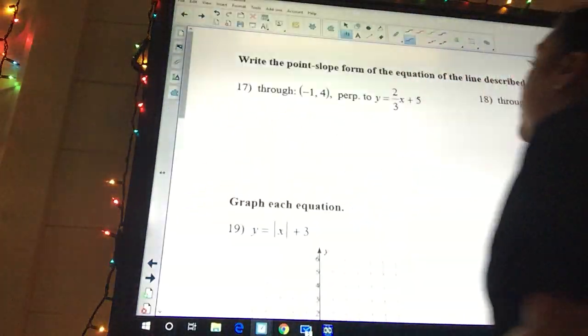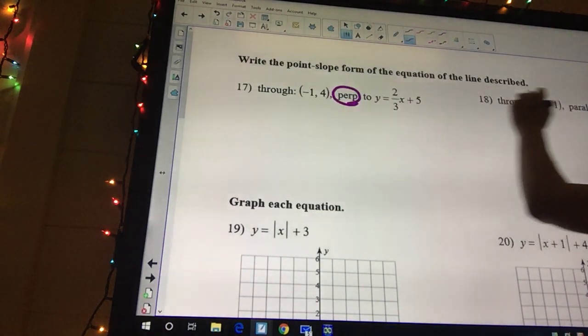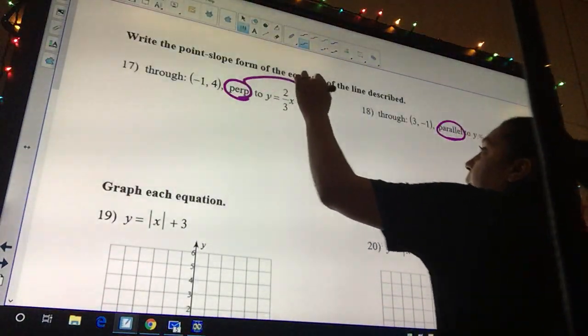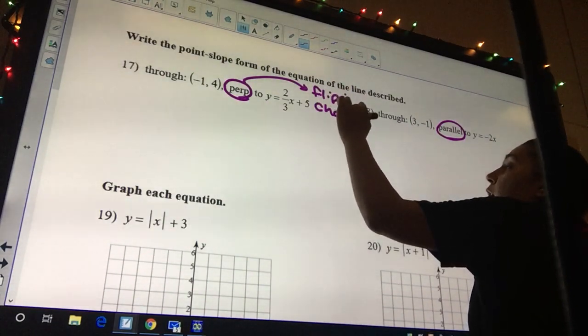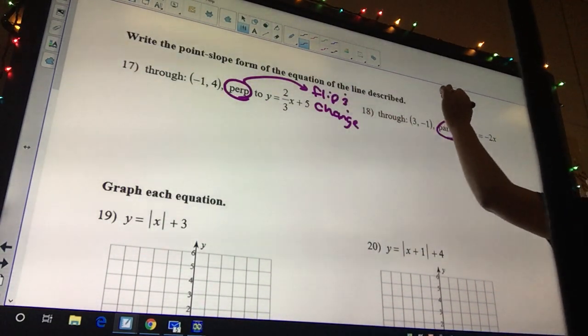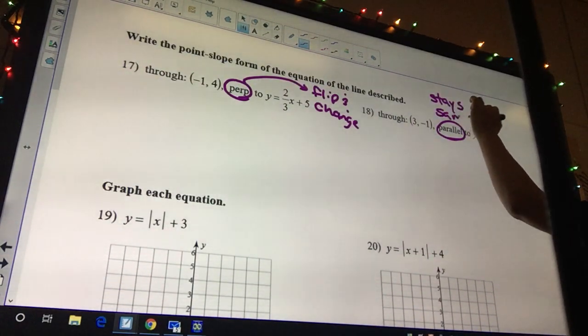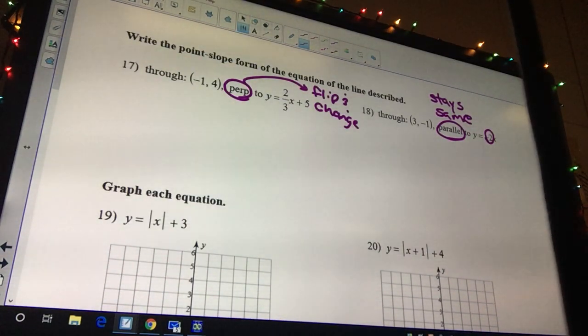Okay, the next one says the point slope form. So this one says perp, but I'm actually going to do 18. So what do we do with a parallel slope? Okay, so for the perp we need to flip and change. The parallel stays the same. Okay, so my slope right now is -2, and so we keep it the same, and we had to do it in point slope form.